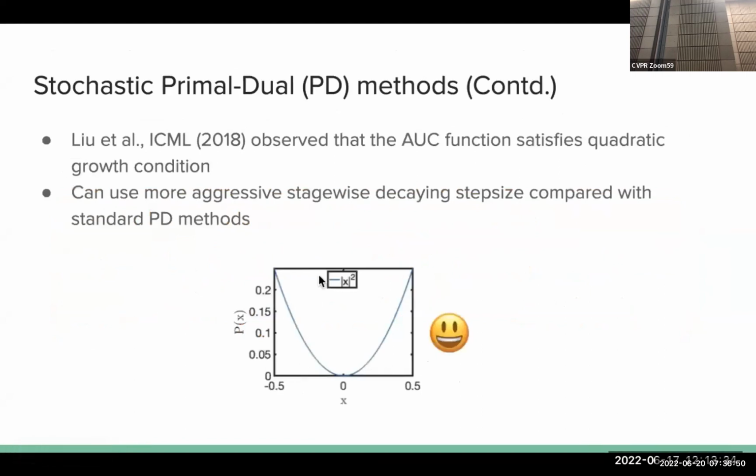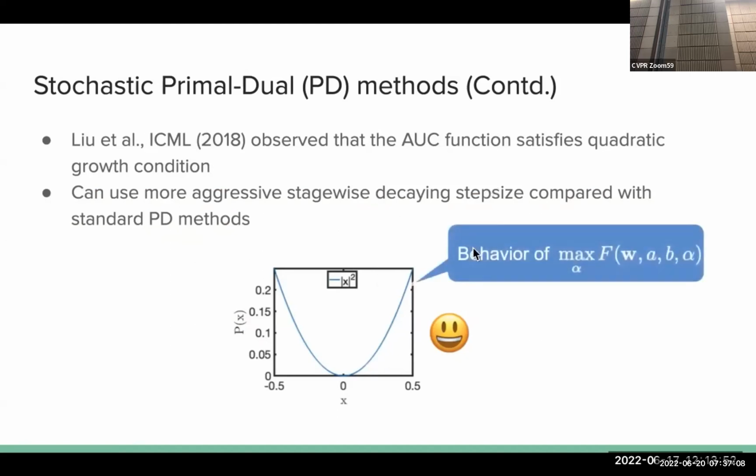In the same year, Ming Rui and Tian Bao's group also proposed a faster AUC maximization with the least square loss function. They made a very important observation that the AUC maximization objective, after you maximize with respect to alpha as a function of W, A, B, satisfies a very important condition called the quadratic growth condition. Based on this, they proposed a stage-wise SGD algorithm.